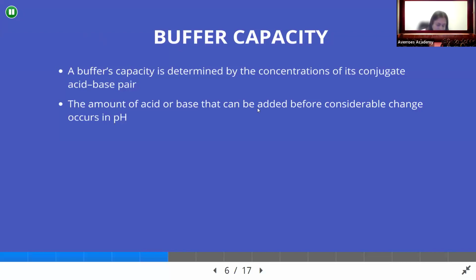So there is a limit to the amount of strong acid or base that a buffer can neutralize before its pH begins to change rapidly. So they have capacity. A buffer's capacity is determined by the concentrations of its conjugate acid-base pair. And the amount of acid or base that can be added before considerable change occurs in the pH can be calculated, and that's considered to be the capacity of that buffer. So we can go through some sample problems.